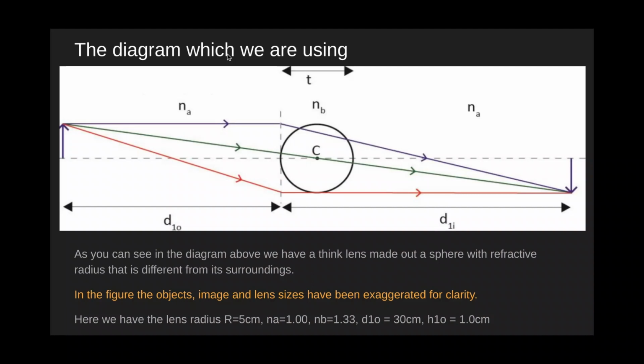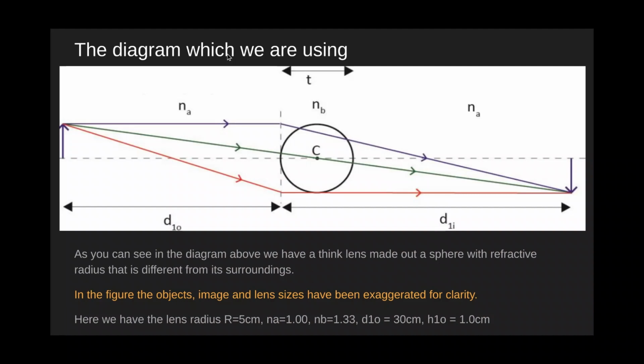This is actually part of the diagram we're using. It does change as we go along, but as you can see in the diagram above, we have an object on the left hand side. It is refracted through this lens, which has a radius of 5, and then it gives us an image. But one thing to note is that it's only the left hand side that has refracted so far. We haven't actually applied the right hand side refraction.